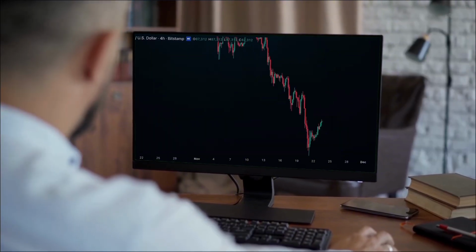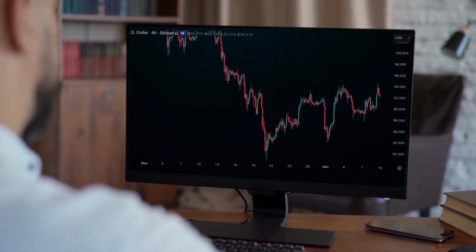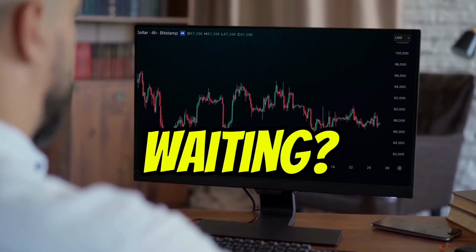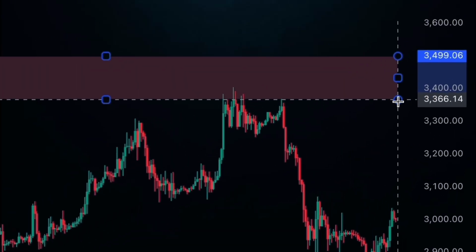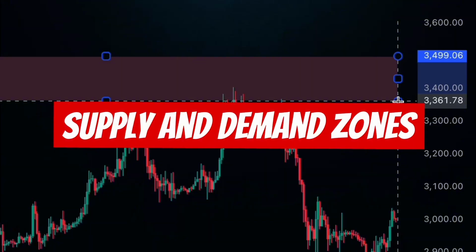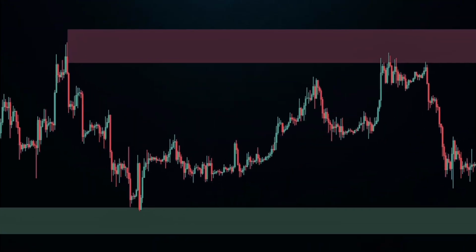You just need to spend the whole day staring at charts trying to find the perfect entry. But day trading isn't simply about waiting. And that's exactly why 99% of traders lose money. So let me introduce one of the core concepts in my strategy: supply and demand zones. These zones are the foundation of price movement.